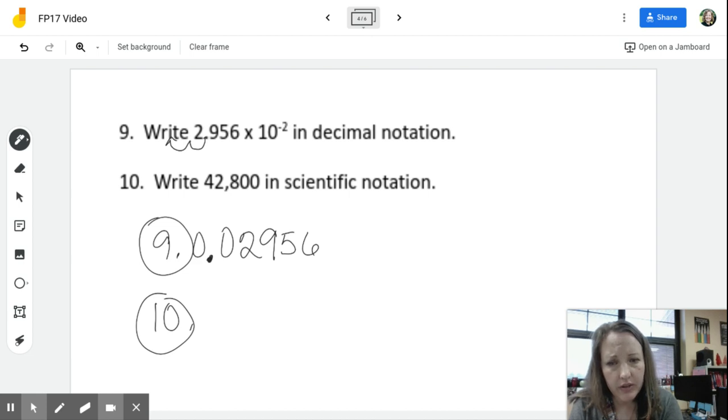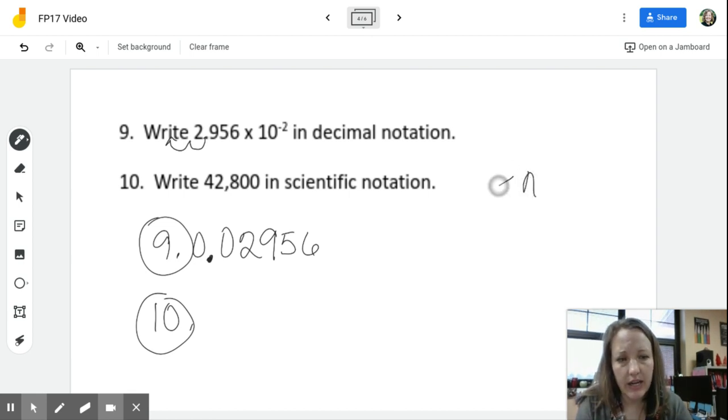And number 10, we're going to put this in scientific notation. So I've got to find a number here where I have to make a number between 1 and 10. Remember, the number has to be greater than 1 but less than 10.